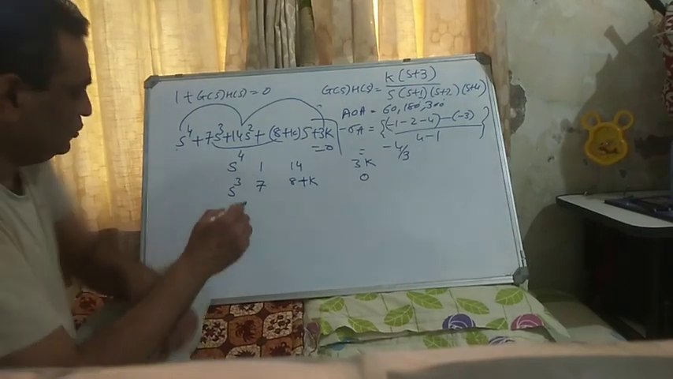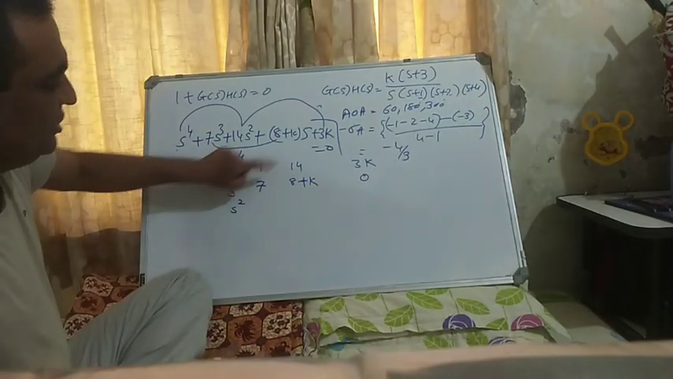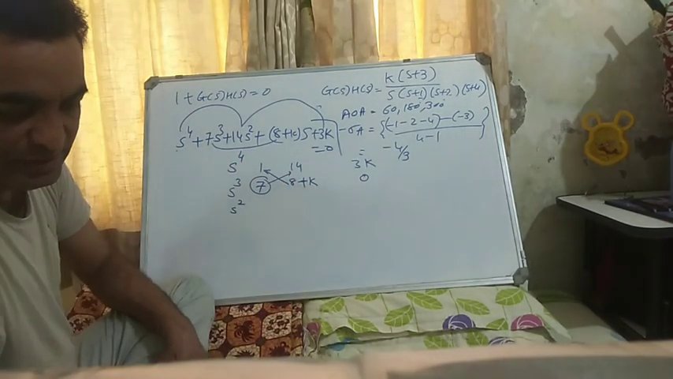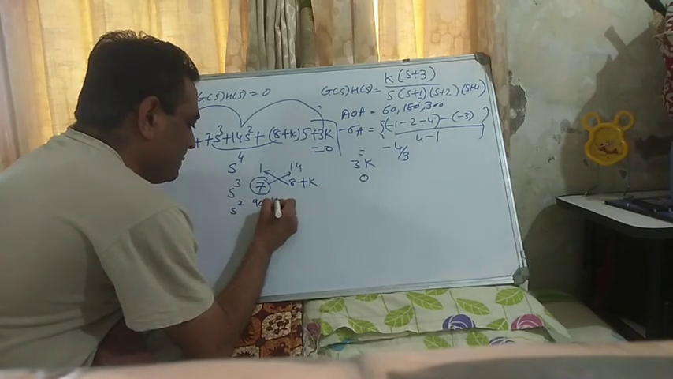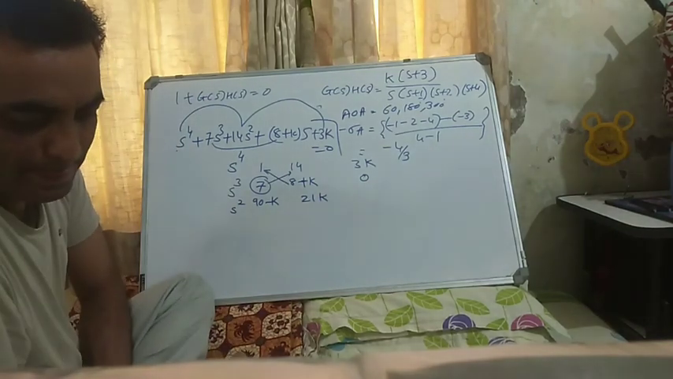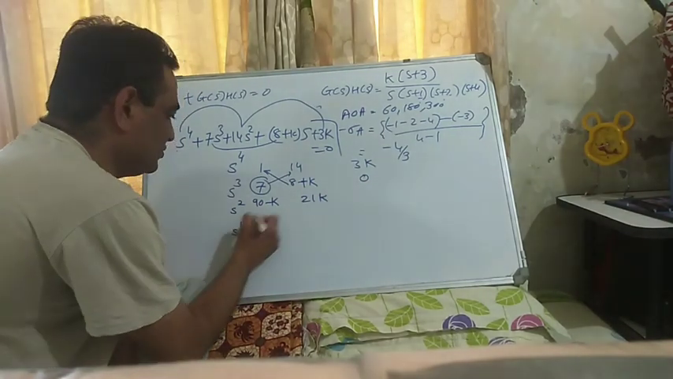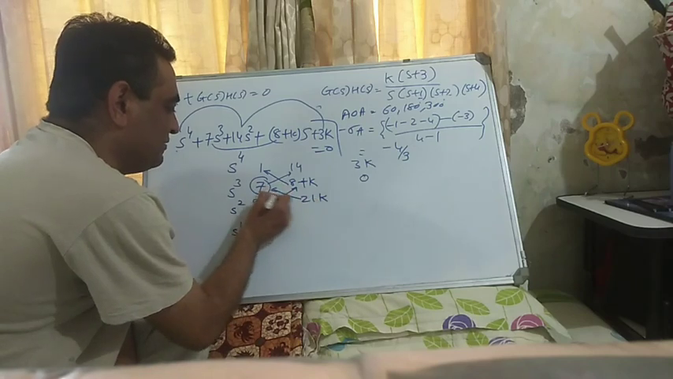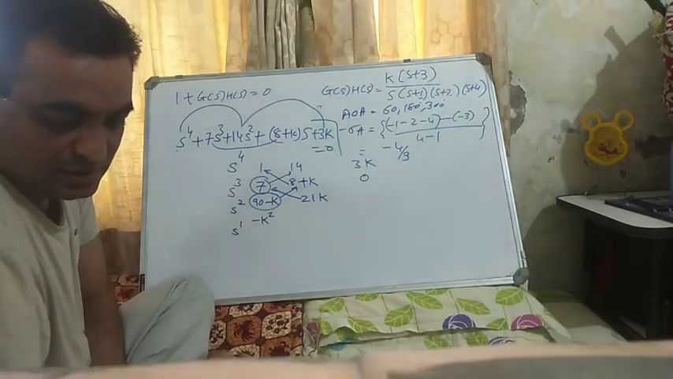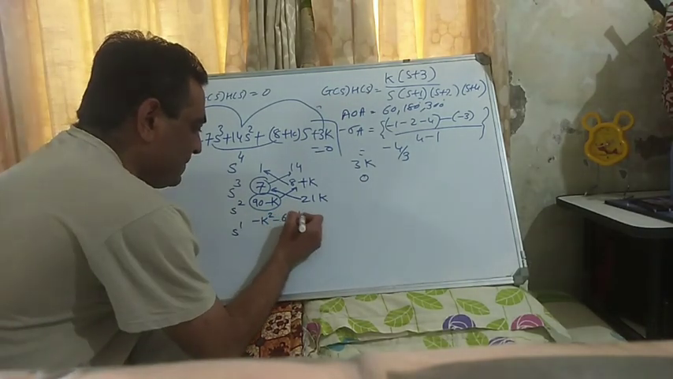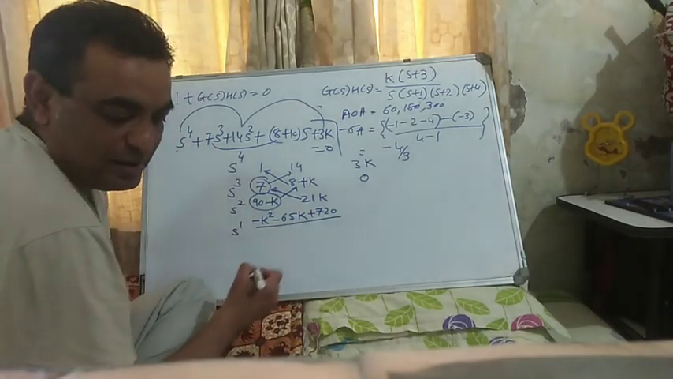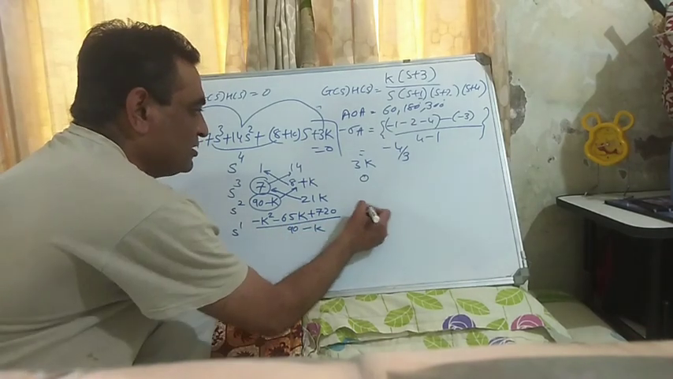Then comes s raised to 2. So this into this minus this into this divided by this. So this is 90 minus k, this is 21k, then s raised to 1. So this into this minus this into this divided by 90 minus k. So this comes to minus k square minus 65k plus 720 divided by 90 minus k, and this goes to 0.